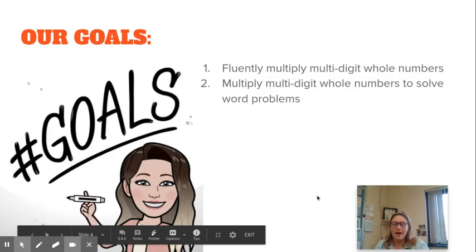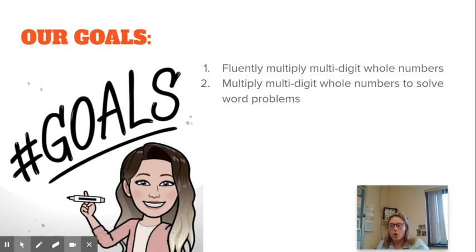All right, so our goals today are to fluently, or do it well, multiply multi-digit whole numbers, and then we're going to multiply multi-digit whole numbers to solve word problems. And just a hint, our word problem coming up is going to include multiplication and subtraction. So keep that in your head as we keep going.